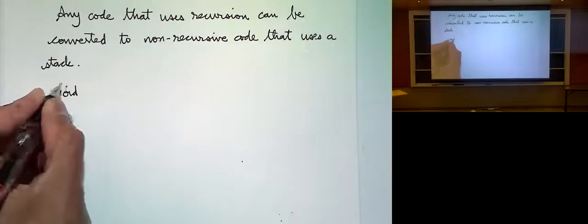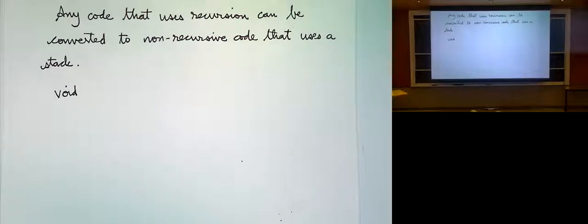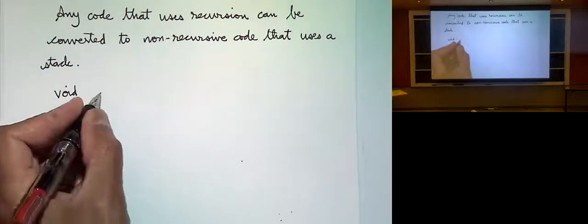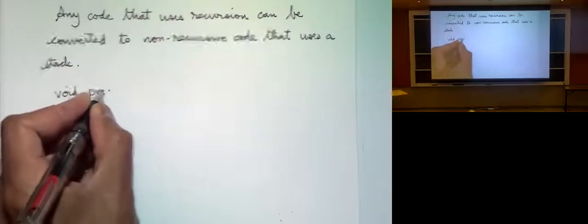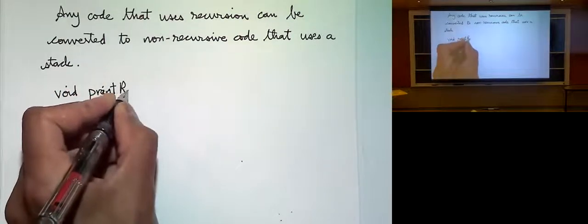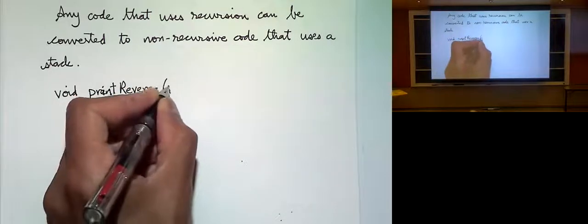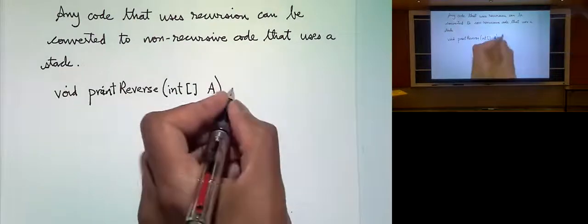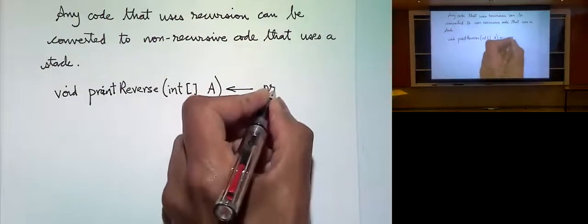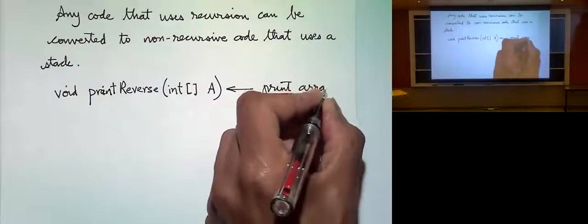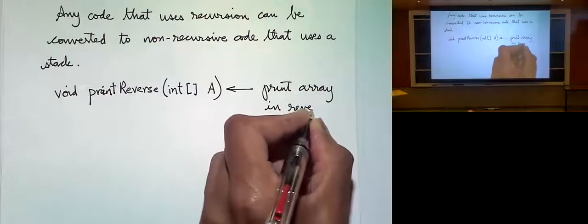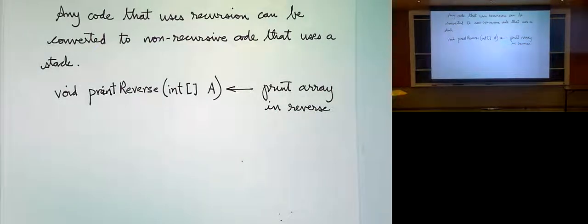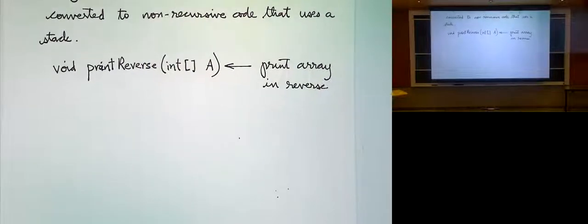I'm going to be even more lax on the syntax here. The point is to understand the logic. So I'm going to describe this procedure that I will call print reverse. What this procedure does is it's going to print an array in reverse. Obviously there are easy ways of doing this. You can just run a for loop and print it in reverse. Instead, I'm going to make things somewhat overly complicated by doing it with recursion.